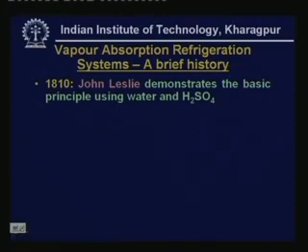In 1810, John Leslie demonstrated the basic principle of vapor absorption using water and sulfuric acid. Now when you keep water in contact with sulfuric acid, which has a high affinity for water, it can absorb the water vapor formed above the water. So as long as it has sufficient potential, it can continuously draw the water vapor from the water. Since this is an evaporation process, heat has to be supplied, so the rest of the water gets cooled. That means using the principle of absorption and the high affinity of the absorbent, you produce an evaporation effect, and thereby you produce a refrigeration effect.